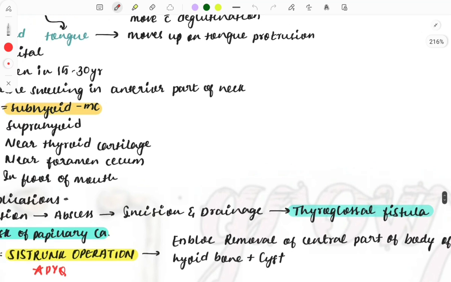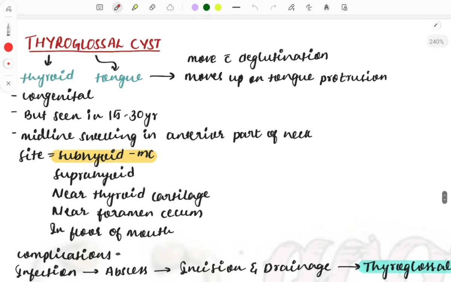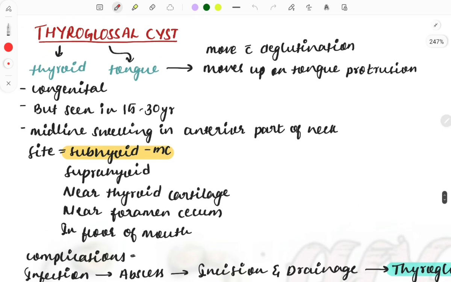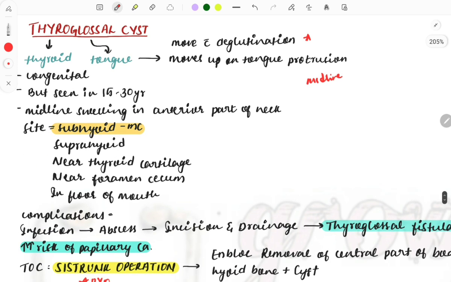So this thyroglossal cyst is an important topic, and questions have been asked on it. It is a repeat topic, and questions are asked as a clinical case, describing a swelling that moves with deglutition and on tongue protrusion, and a midline anterior swelling. They can also give an image in which you can see a swelling present in the midline, near the thyroid. And this is the one-liner asked: most common site.